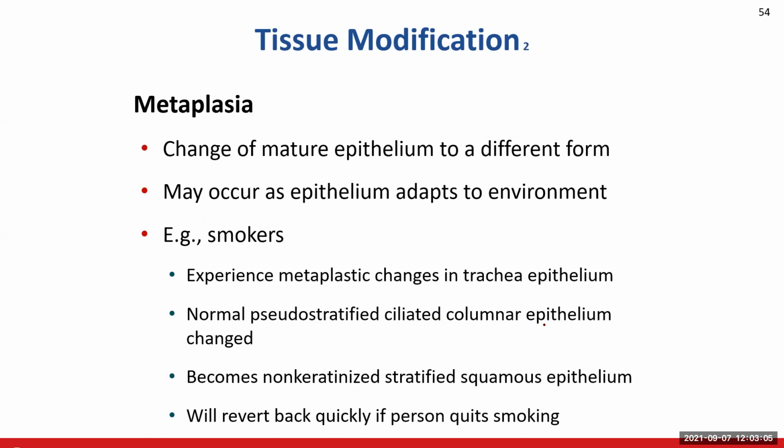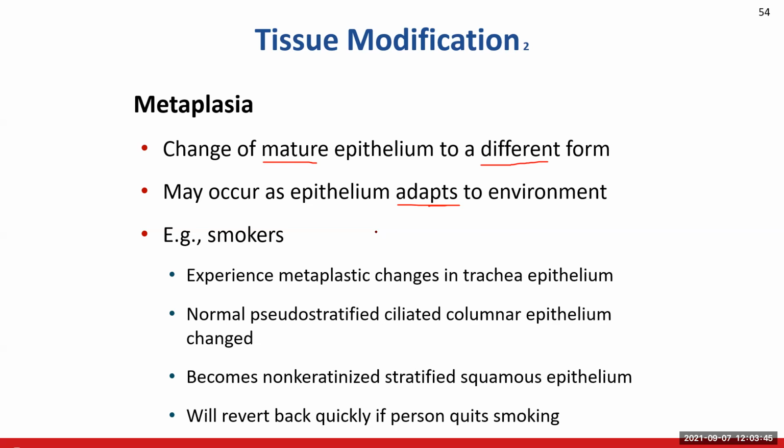Another type of term to describe tissue modification is going to be metaplasia. So this is what we're going to see when a mature form of epithelium changes into a different form. So a lot of times it's for adaptive purposes. Smokers is a perfect example. Normally when we're talking about the trachea, you see this all the time. The lining of our trachea is that pseudostratified ciliated columnar epithelium. That pseudostratified ciliated columnar epithelium has goblet cells in it, produces mucin, which mixes with water, turns into mucus, adds lubrication.